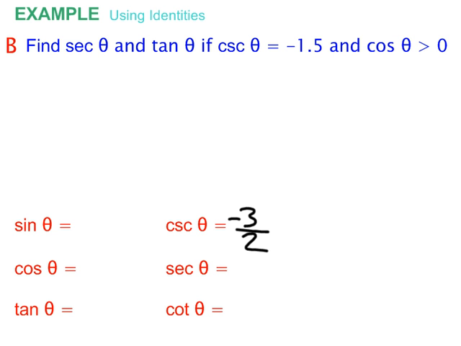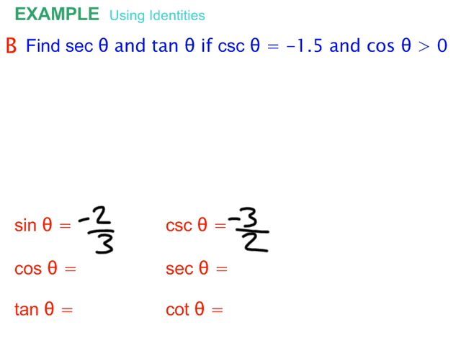I didn't do this in the last example. I'm not sure why it slipped my mind, but let's use the reciprocal identities. Cosecant is negative 3 over 2. Well, sine must be negative 2 over 3, right? Piece of cake. That wasn't what we were asked, but again, maybe that'll come in handy.